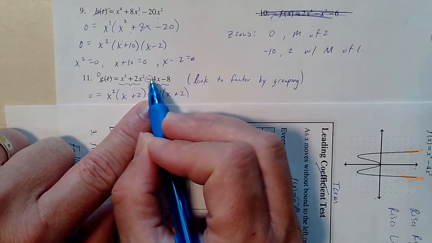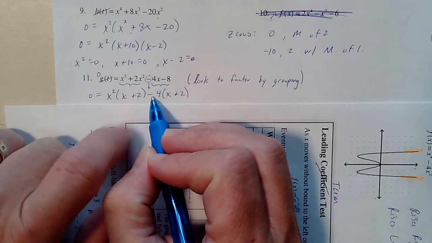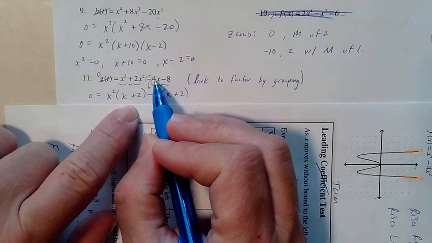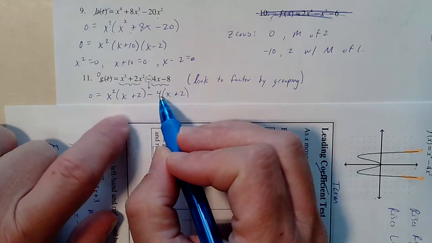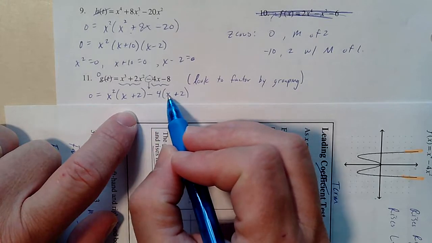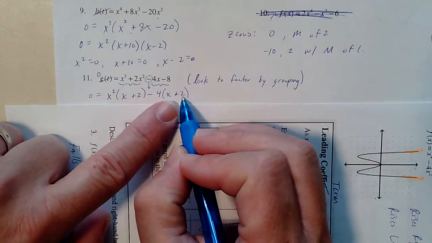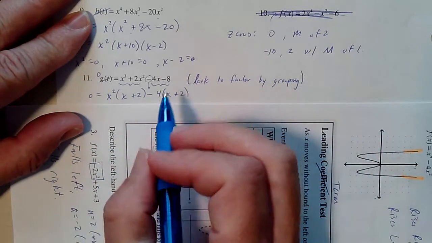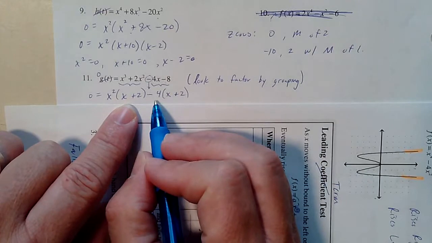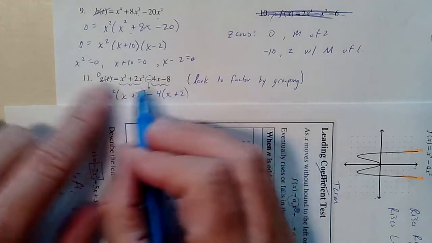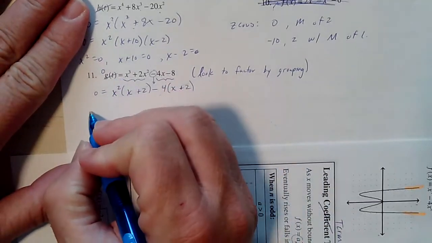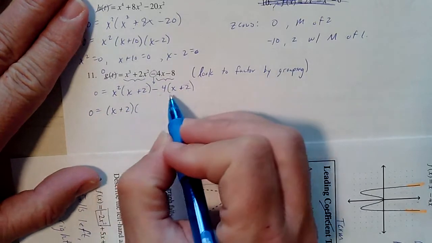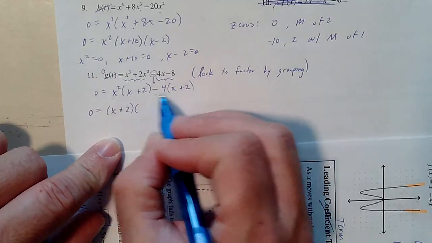Whatever sign is in front of that next group, you need to transfer down. Okay, and I can take a 4 out of both of these. So I put the 4 out front, and once again, kind of check as we go. Negative 4 times x is minus 4x. Negative 4 times positive 2 is negative 8. Okay, so if it is factorable, this should be a common factor now. So now x plus 2 kind of comes out of both of these. And so it looks like this. 0 equals x plus 2 times, now when I take that out, what am I left with? x squared minus 4.